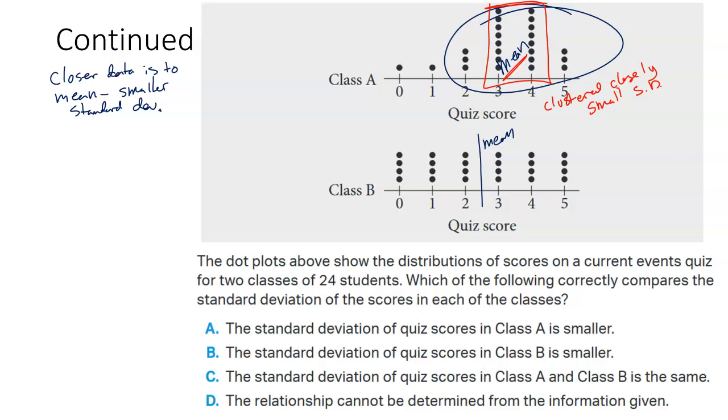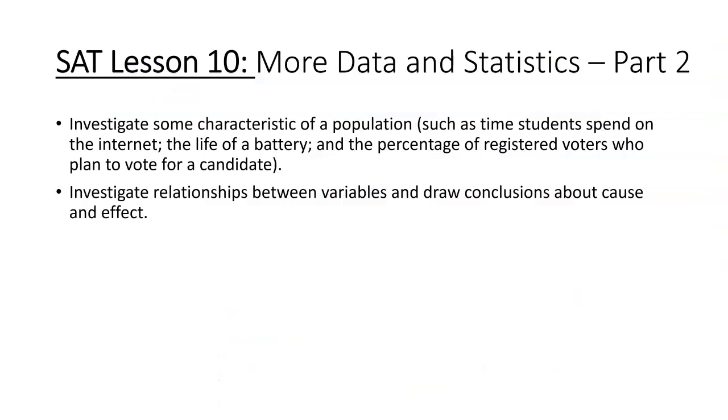But here, all of my data points are evenly spread out. If they're evenly spread out, that's going to end up being a larger standard deviation. So here we can see that since there's more clustering within Class A, the standard deviation for the quiz scores in Class A is going to be smaller. We're looking for more clustering, smaller standard deviation.